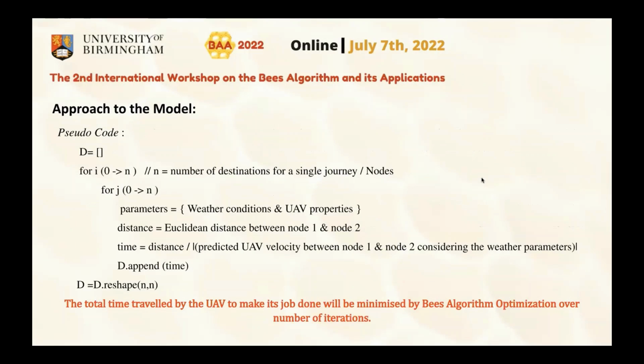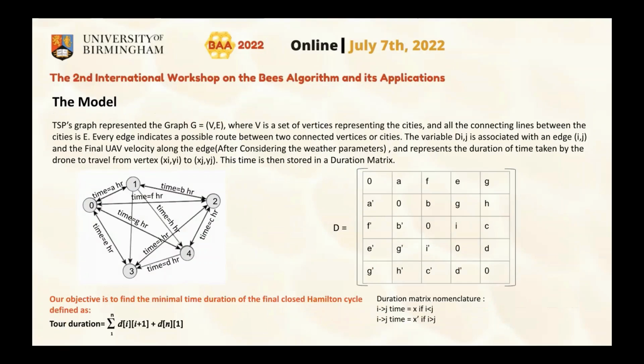Now here is the pseudocode of our working model. We'll start with D, which will store the total duration from node A to node B, and we'll be considering weather parameters and other UAV properties. On the basis of that, we'll predict the UAV velocity between node 1 and node 2, and then append it to the duration matrix. Now I'll visually explain how this works.